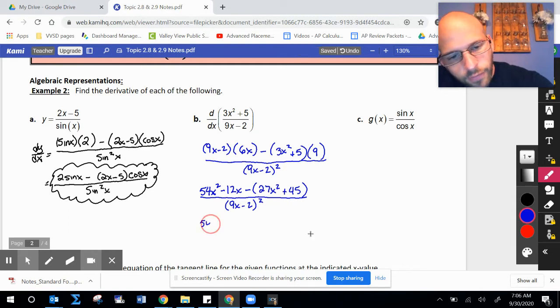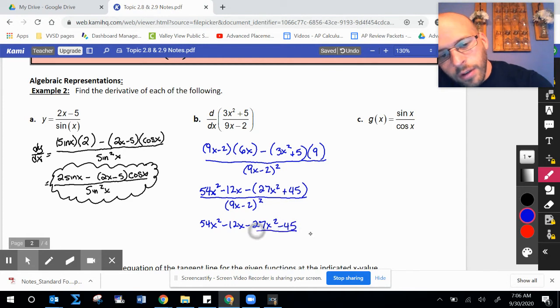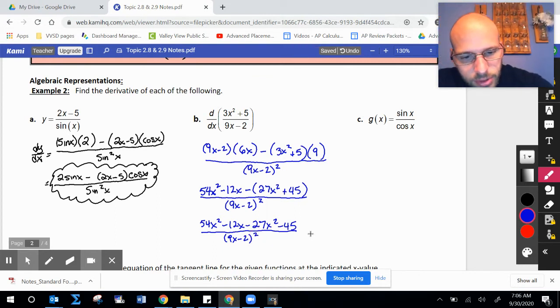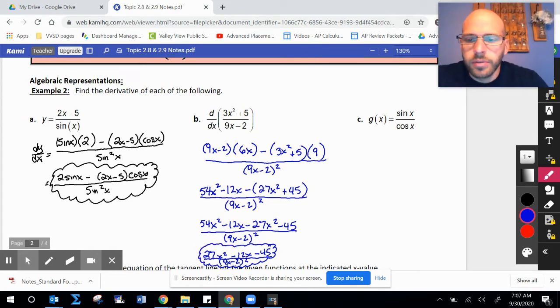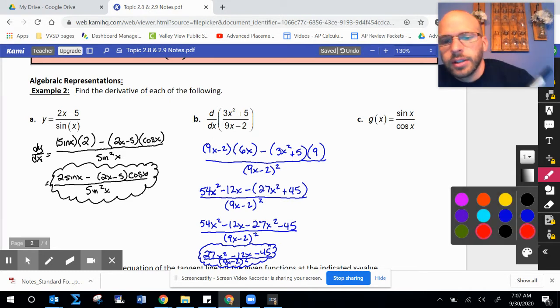So I have a 54x squared minus 12x minus 27x squared minus 45 all over a 9x minus 2 squared. Now, I'm going to combine my like terms, which is going to give me a 27x squared minus 12x minus 45 all over a 9x minus 2 squared. And this would be my answer. Again, that's my derivative.